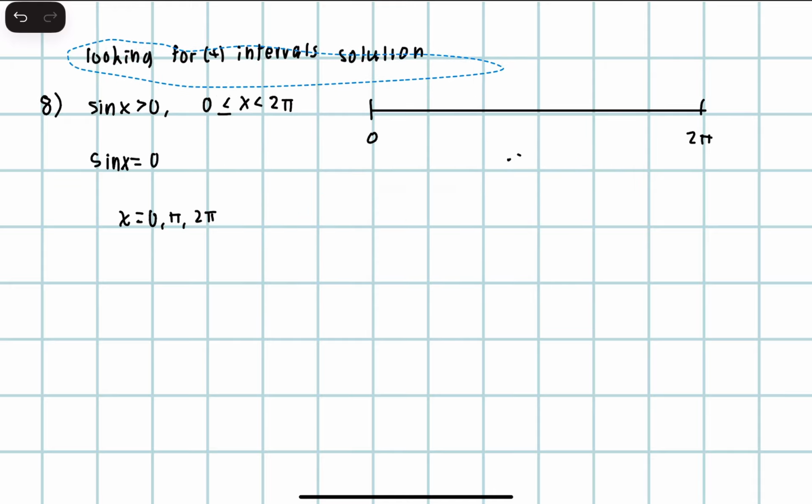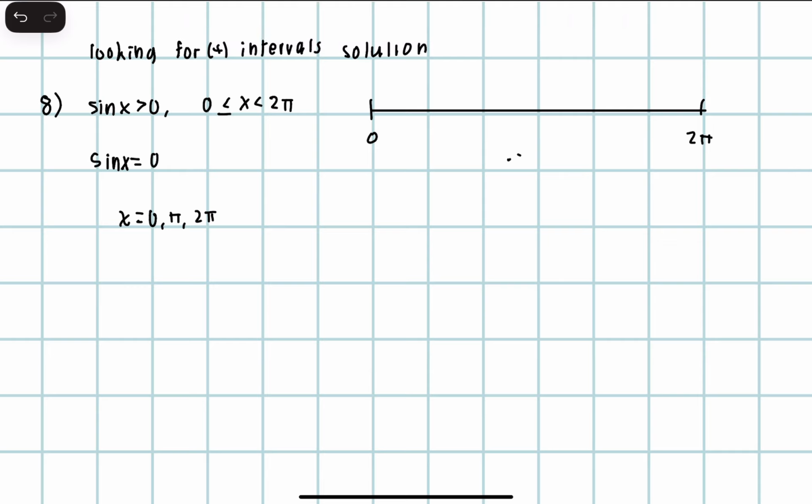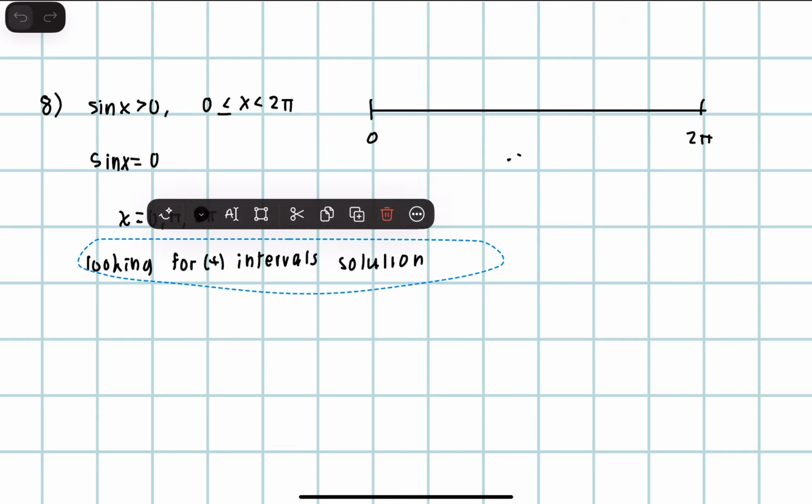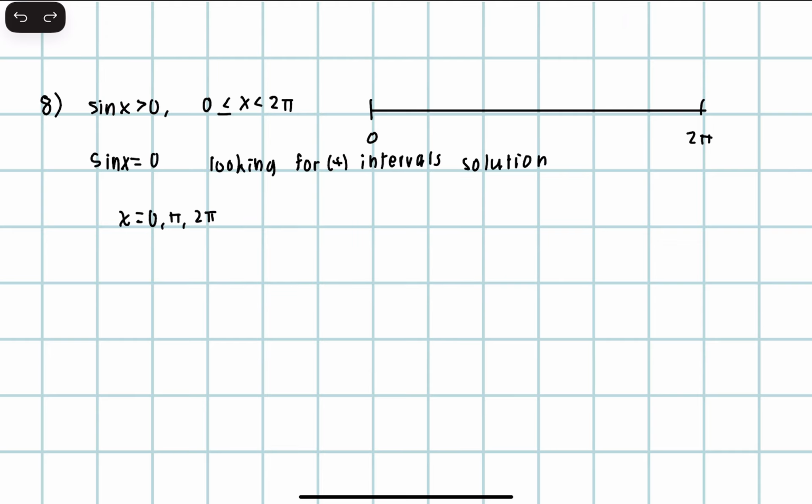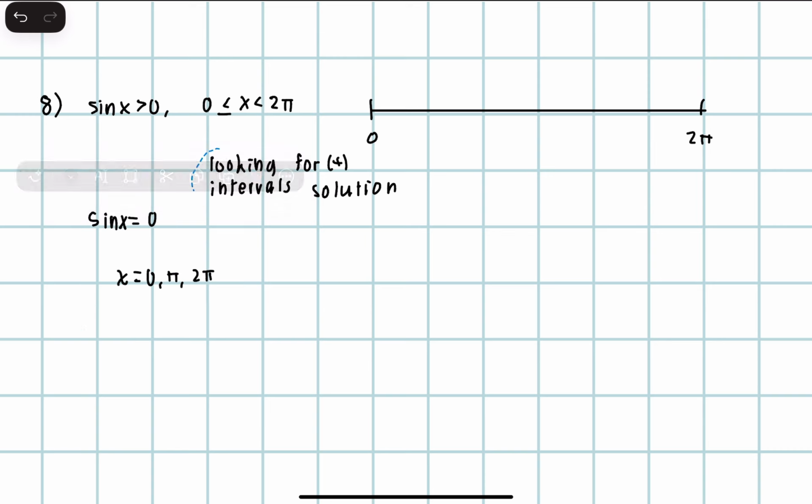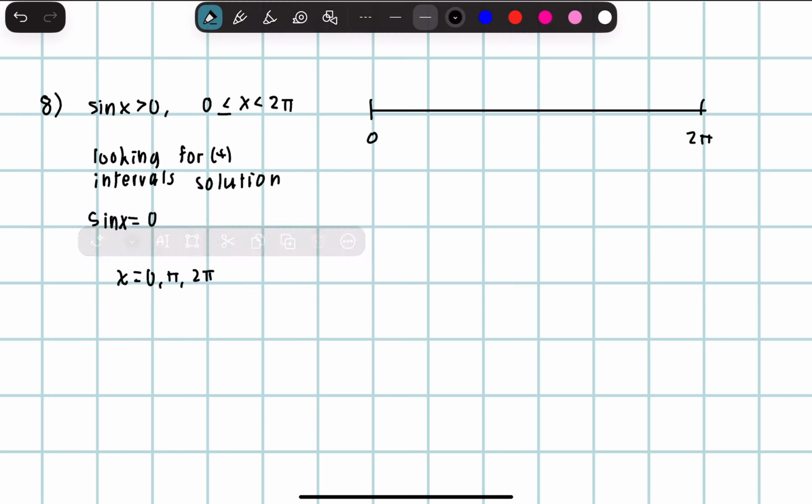So this is our note. We're looking for positive. Let me just write that under there. Okay, now we can label. We have the interval of 0 to pi, and we also have the interval of pi to 2 pi. So we can label pi right here, and then those are our two intervals.